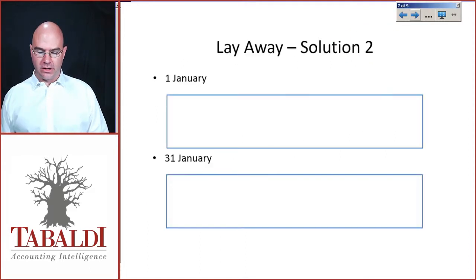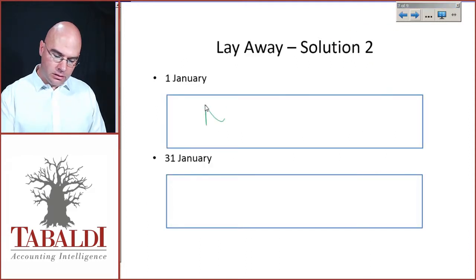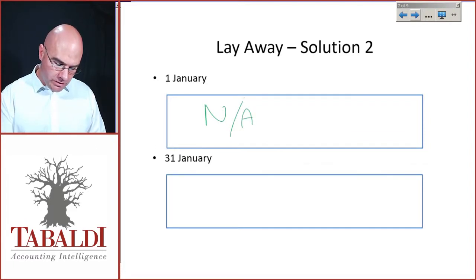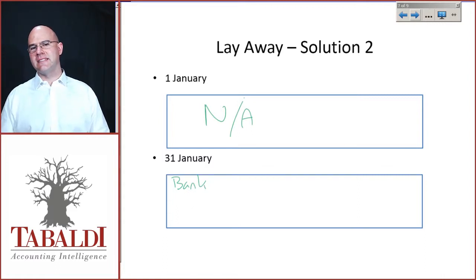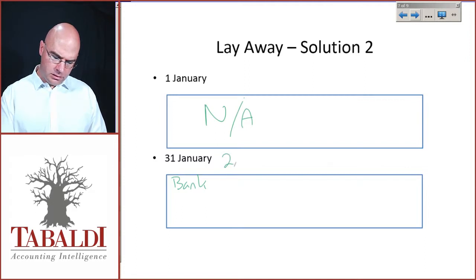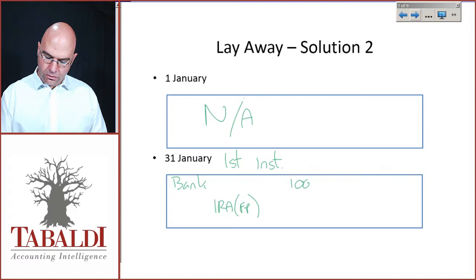Okay, so let's go. On the 1st of January, still no transaction. 31st of January, you will debit bank. You will credit what? Well, has a significant deposit been received? No, it's only 1,000 of the 3,000. Oh, that's first installment. Sorry, not second. So I will credit income received in advance, financial position, 1,000.